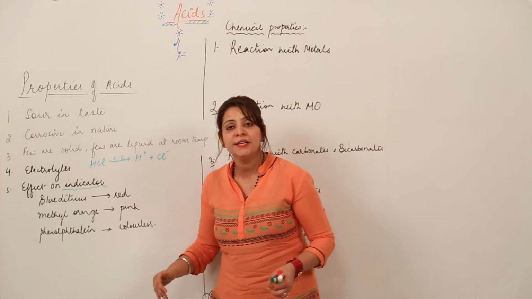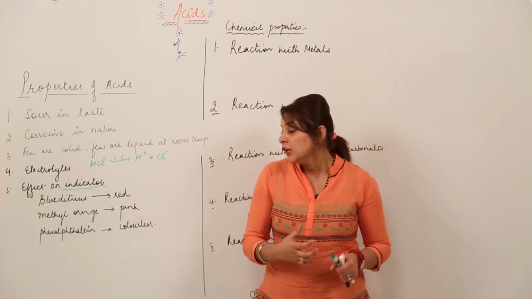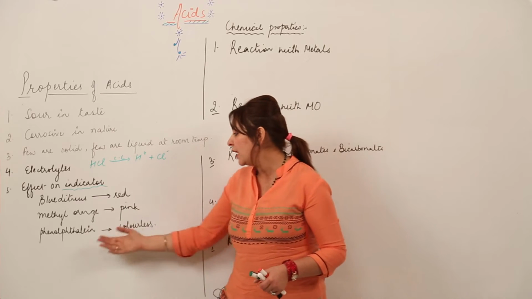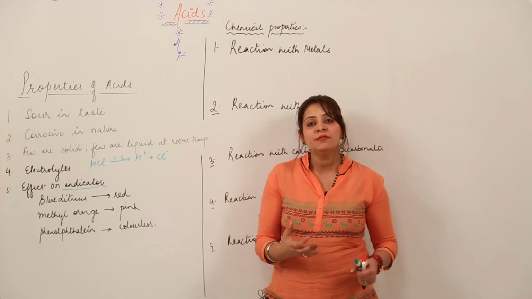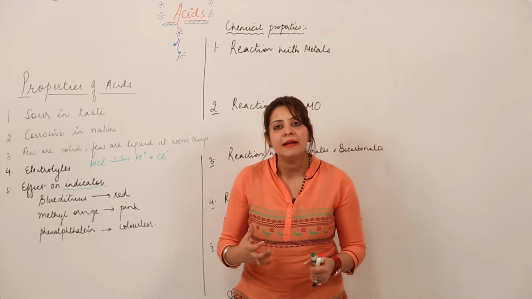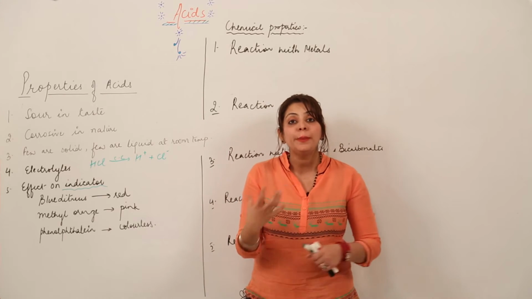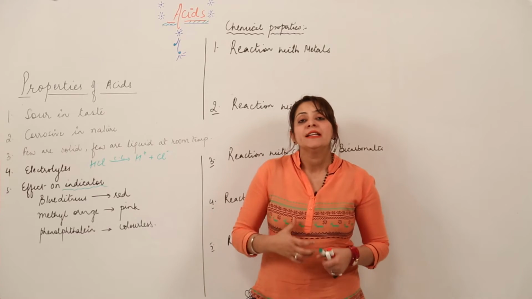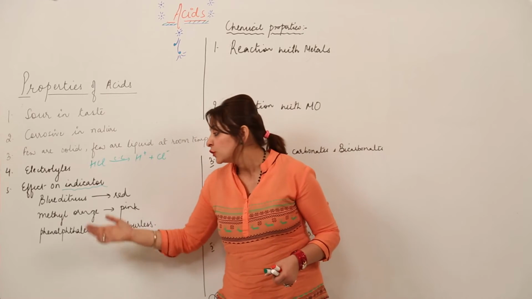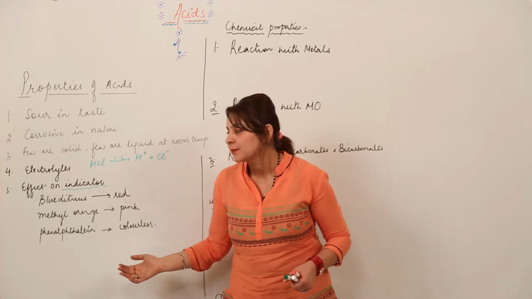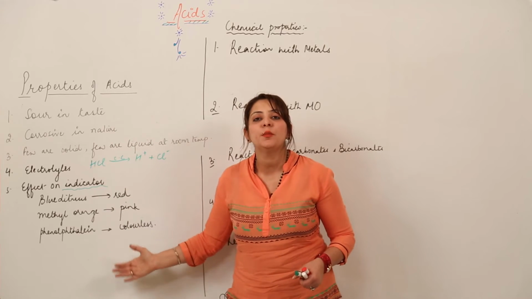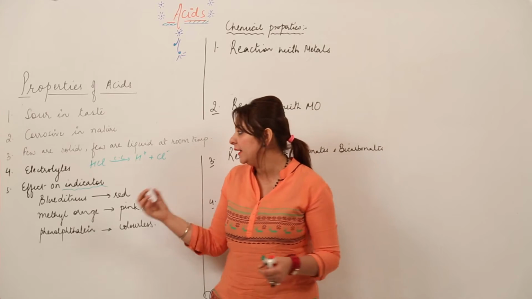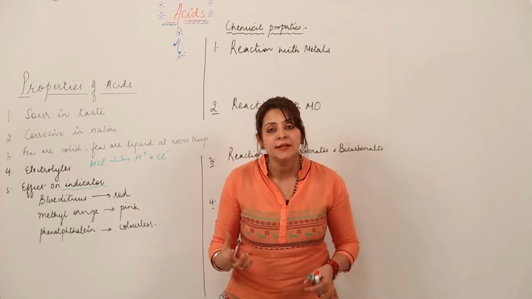Second, we have methyl orange, whose original color is orange. What happens when we add acid to it? The methyl orange turns pink. Next, we have phenolphthalein. Phenolphthalein remains colorless when acid is added to it, and when a base is added, it turns pink. But we are not concerned here with bases, so you need to remember the effect of acid on phenolphthalein: it makes it colorless. So these are the physical properties of an acid, which we can observe by looking at them physically, by adding certain things, or by passing an electric current.